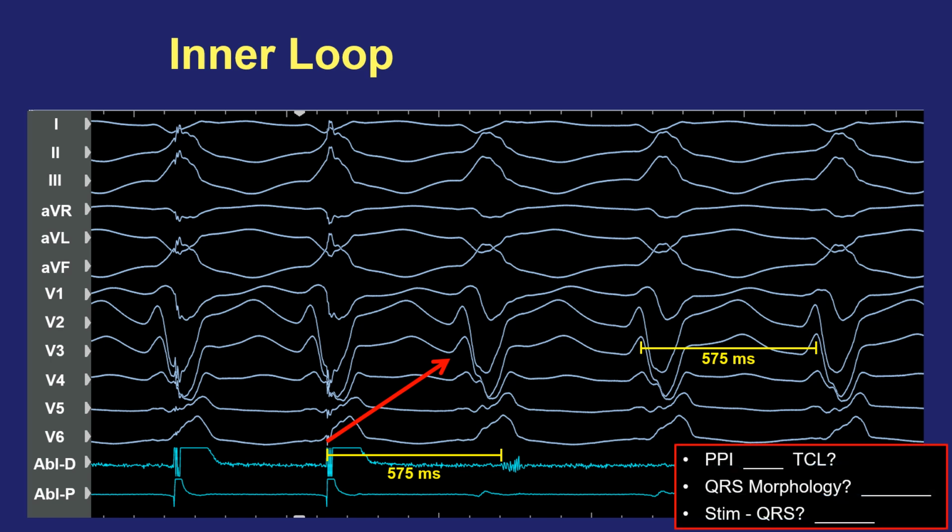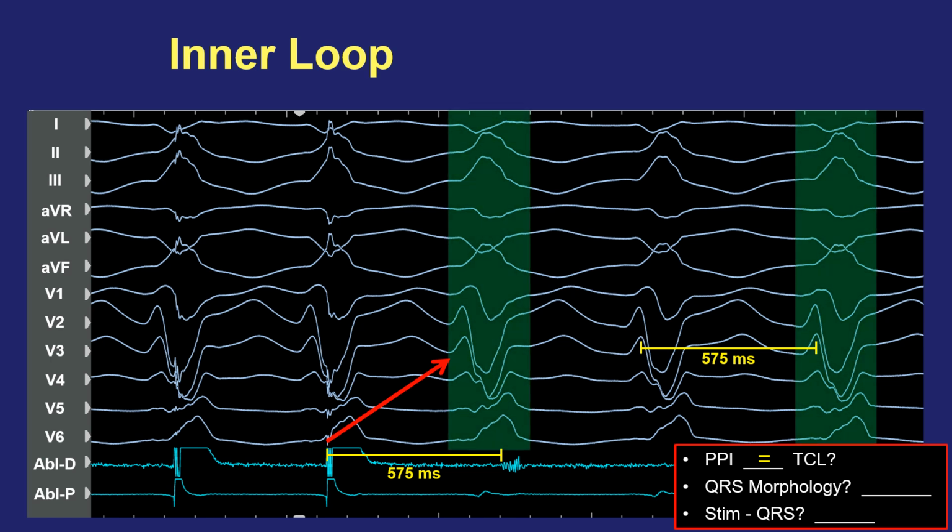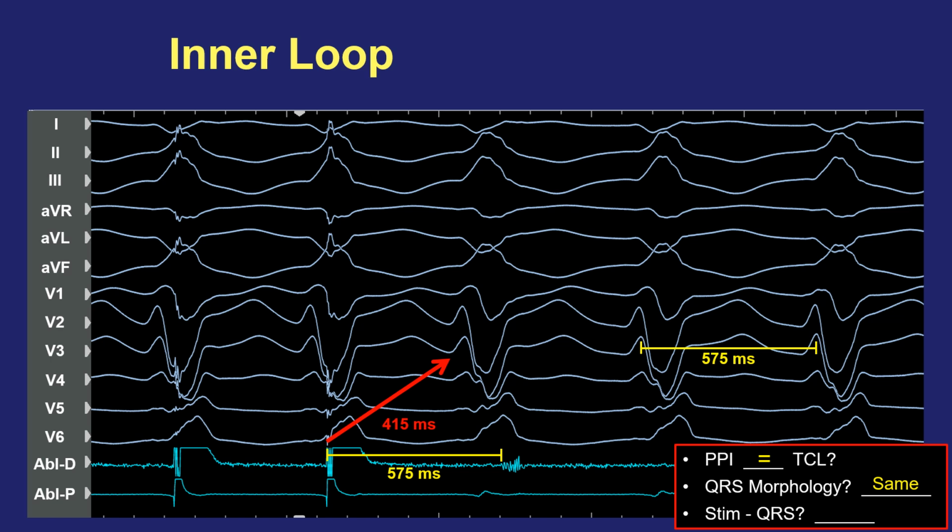Let's go through our checklist here with this inner loop site. The post-pacing interval is in the circuit in this case. The QRS morphology is the same as the VT. We have concealed fusion, is the term. It's the same. And the stim to QRS is really long in this case, right?